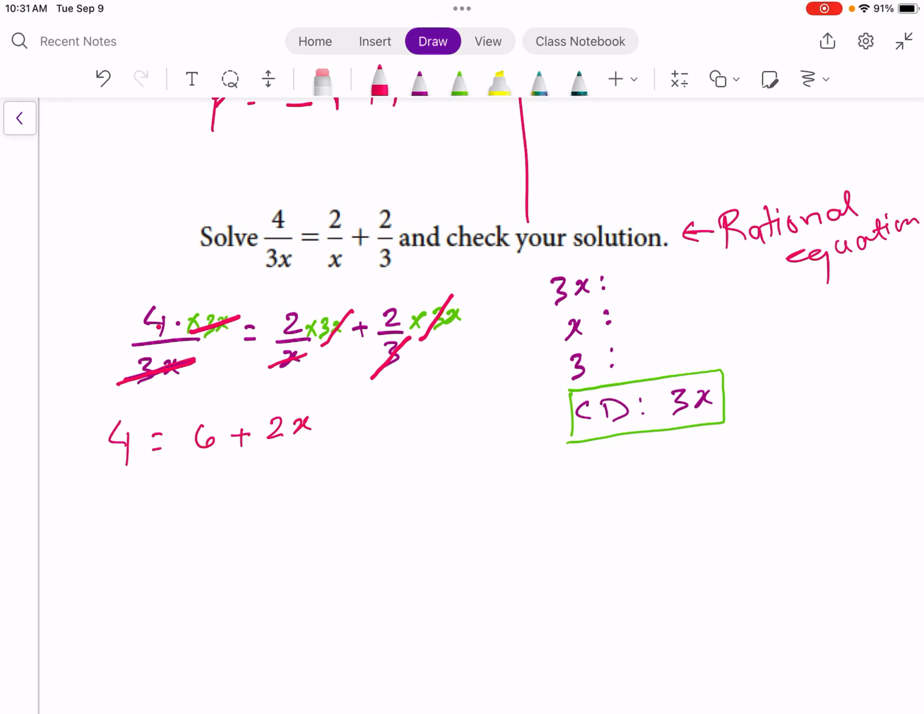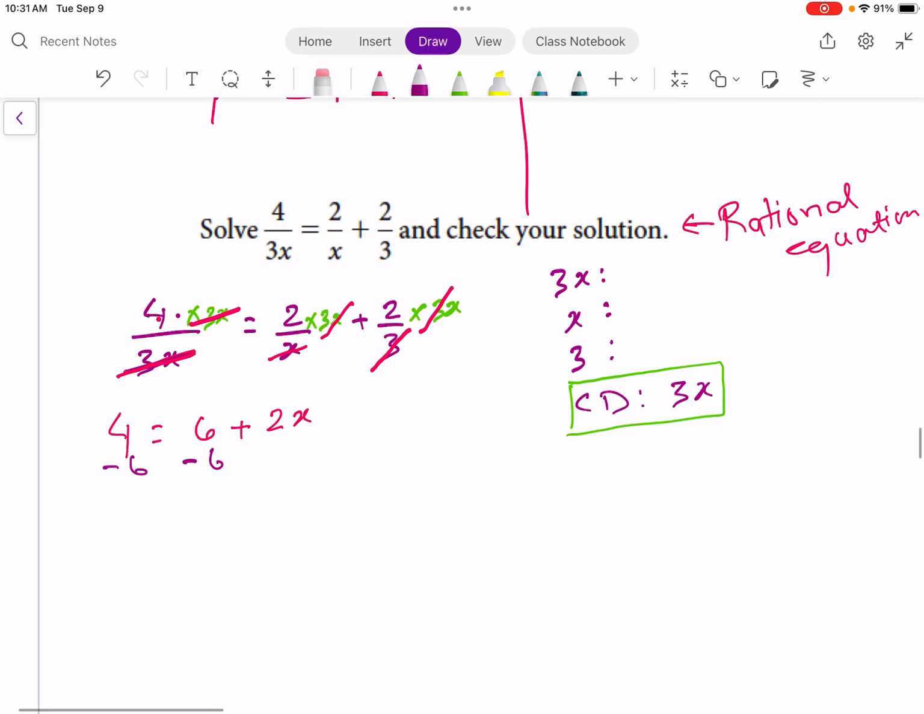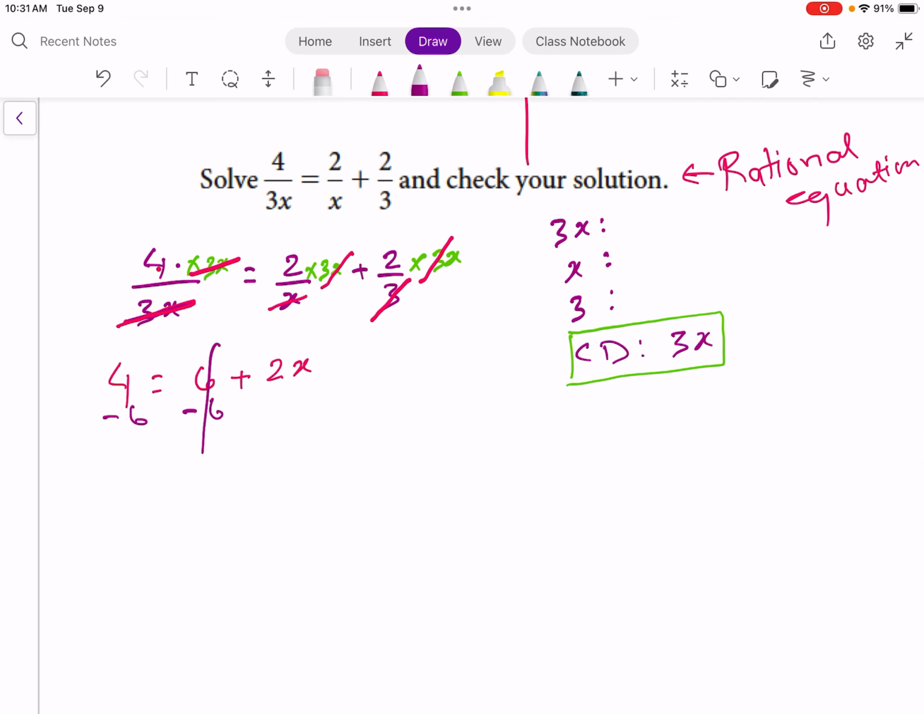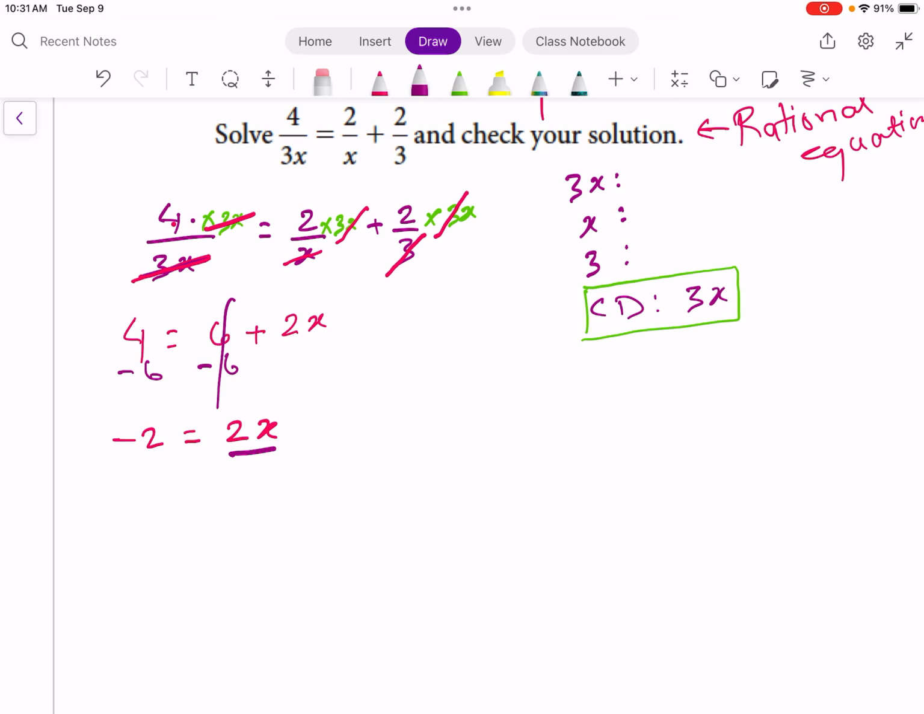We know how to solve linear equation. So let's collect the like terms, get rid of 6. So this is 0. 4 minus 6 minus 2 equals to positive 2x. Now let's divide both sides by 2. Negative 1 equals to x. So our x is negative 1 and is the solution for this rational equation.